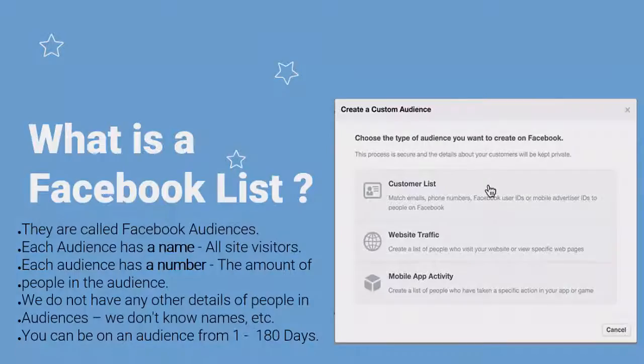When you create the list, you can decide how long people should stay on it. The maximum is 180 days. So if you set up a list to keep people on it for up to 180 days, then 180 days after they first go on that list, they go off it. But you can set the list up for 7 days, 1 day, anything between 1 and 180.